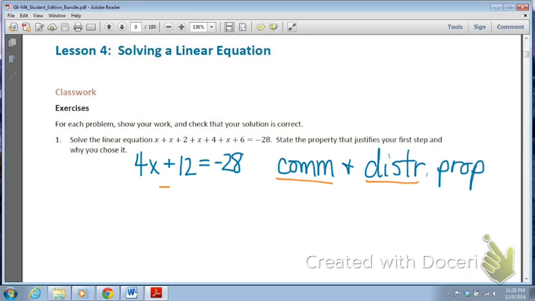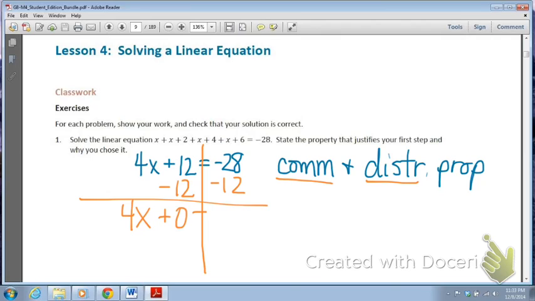So I want to get x by itself. Subtracting 12 seems like a good idea here because it's going to get this x term all by itself. Okay, so let's draw my line down to keep the two halves separate. Now 12 minus 12 is 0, so this is plus 0. So I have 4x plus 0 is equal to negative 28 minus 12, which is the same as negative 28 plus negative 12. So this is going to be negative 40.